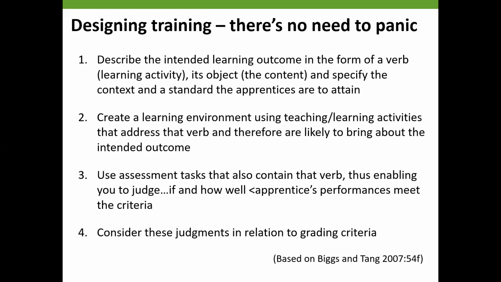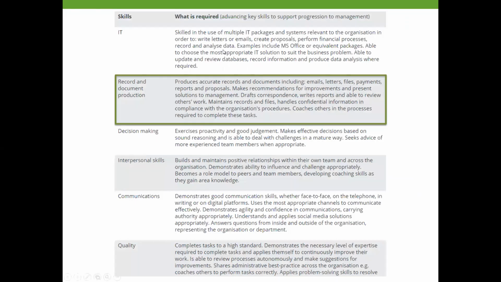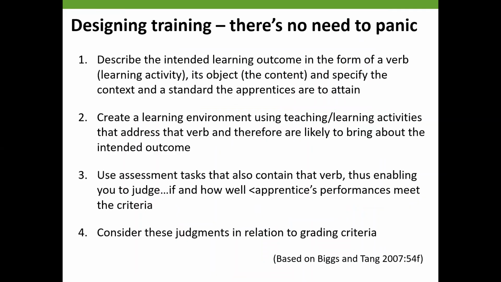Number 3, what are the assessment tasks that you're going to build in, and actually that they also contain the same verb, thus enabling you to judge if and how well an apprentice's performance is meeting the criteria. So basically, when you look at initial assessment, again, I'm just going to move between slides again. The standard writes the initial assessment for you. It actually more or less writes what it is that you would want to assess them against. What it doesn't do is necessarily tell you the right way, nor should it, the right way to do that in order to inform progress. But it does take you some way along that journey.